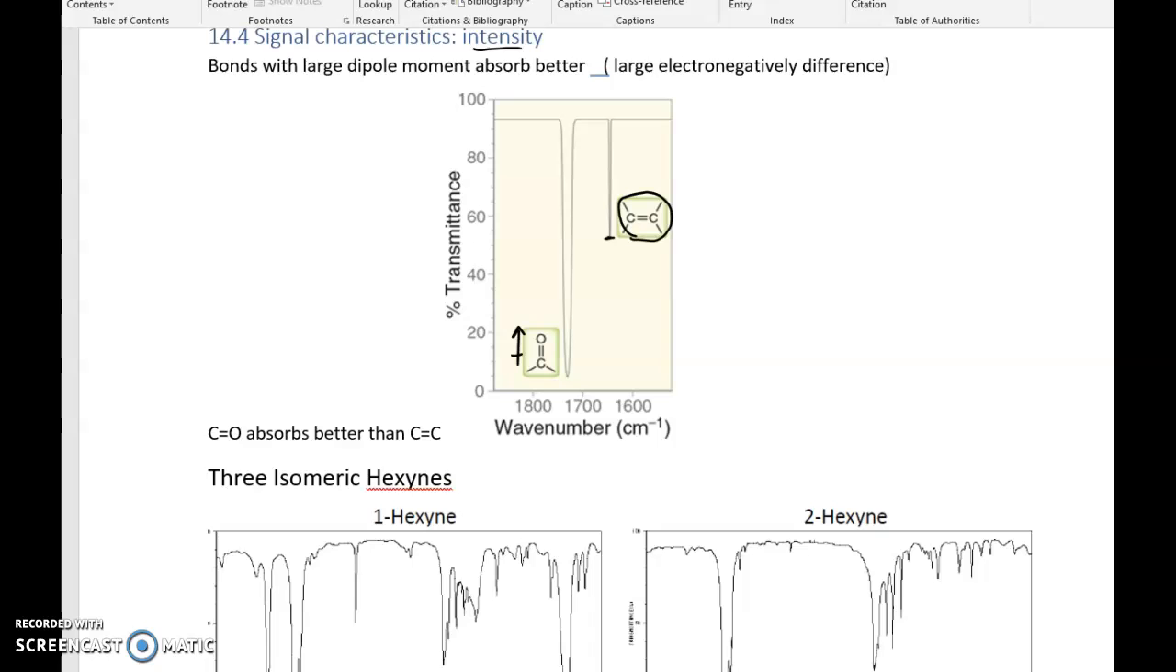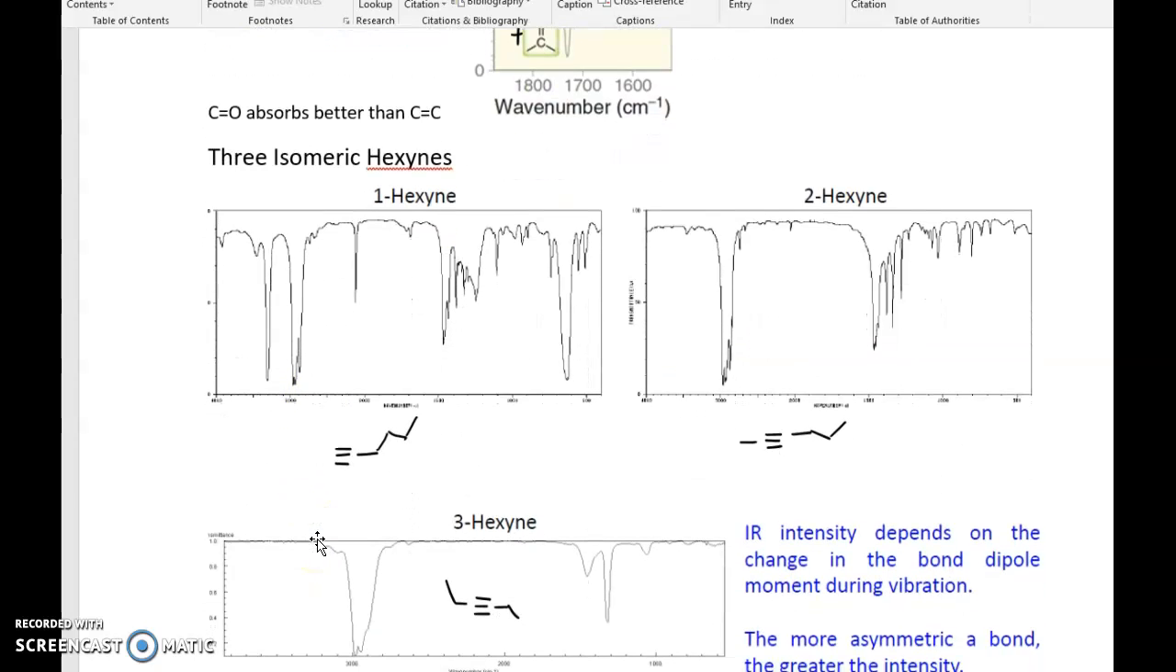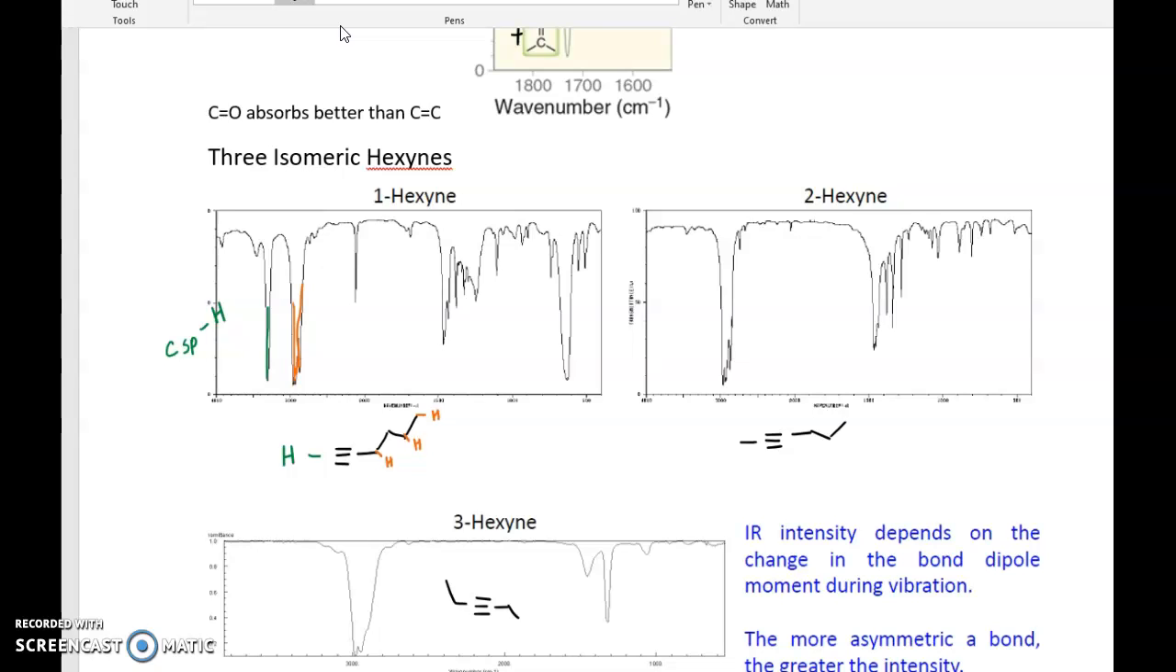So let's look at three isomeric hexanes. We've got one hexane. So let's take a moment and look at several of these peaks. This first peak here, that's in green, is for this hydrogen right there. This is the sp hybridized carbon attached to the hydrogen. We expect it to absorb in this region. The next peak here has a lot of little things to it, and it's for all the hydrogens that are otherwise on the molecule.